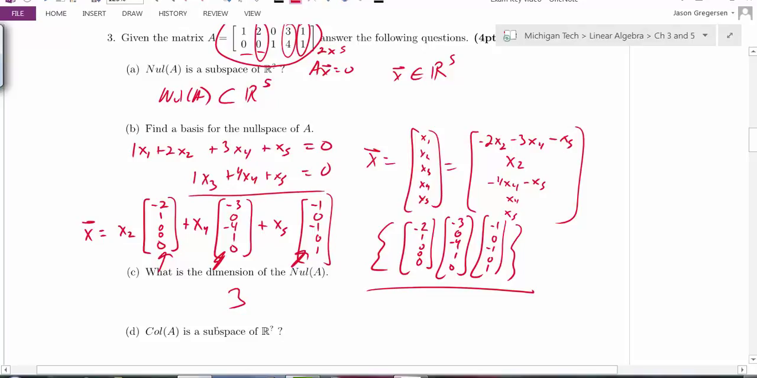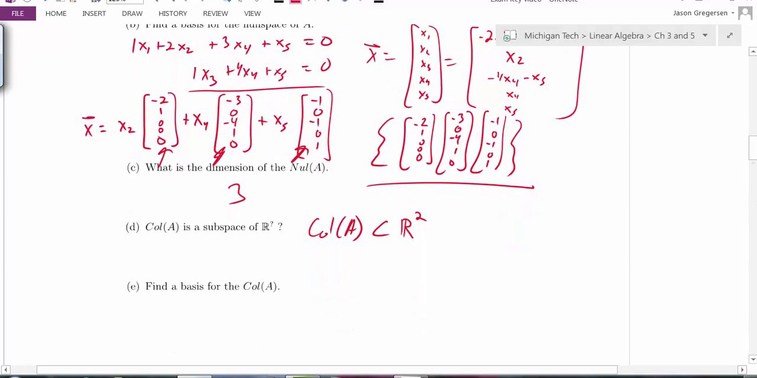D says, the column space of A is a subspace of R what? Well, the column space is a linear combination of the columns of A. And each of these columns you can think of as a 2-dimensional vector, a vector with 2 components. So if I add up a bunch of vectors in R2, the result will also be in R2. So that means the column space of A must be a subspace of R2.